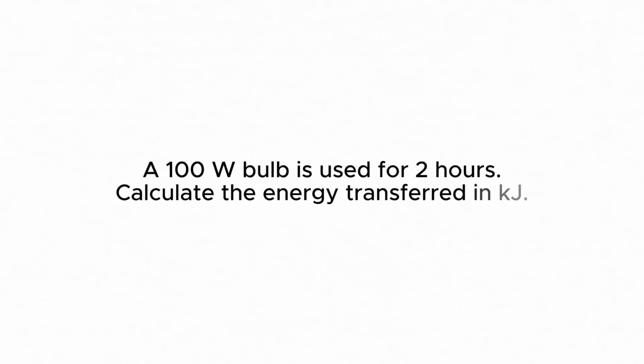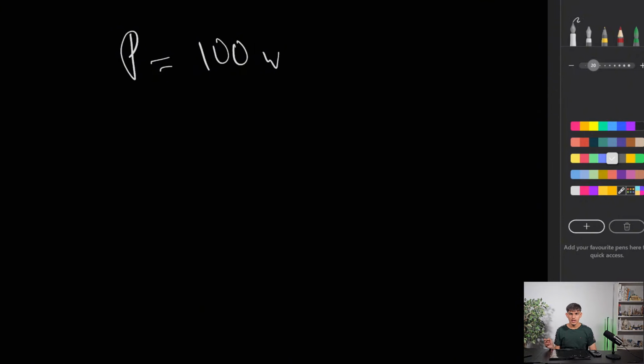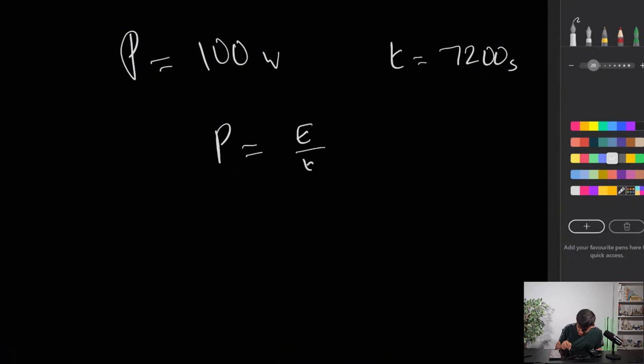The next question tells us that a 100 watt bulb is used for 2 hours, and we're asked to calculate the energy transferred in kilojoules. Okay, so let's write down what we've got. We've got the power, which is 100 watts, and we've got the time, which is 2 hours. However, in physics, the unit for time is seconds, so we have to convert this into seconds. 2 hours equals 7,200 seconds.